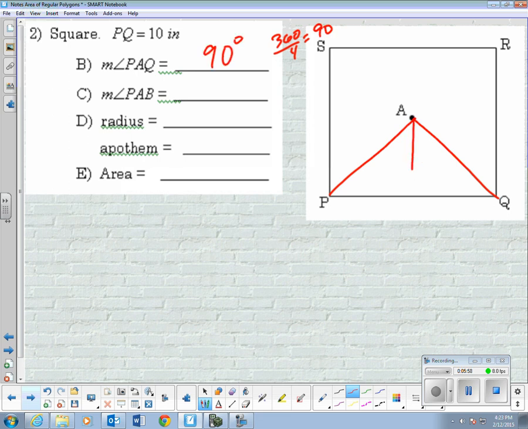Then we put an apothem in here. I'm just going to put that as point B. And remember that the apothem takes that 90-degree angle and bisects it. So we got a 45, a 45, and a 90. So this is a 45-degree angle.